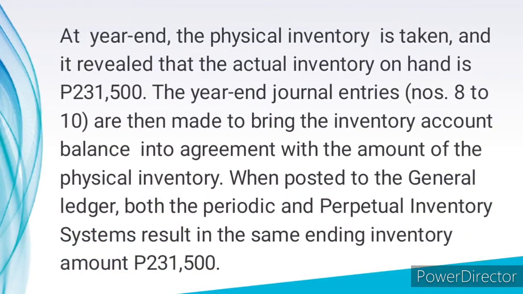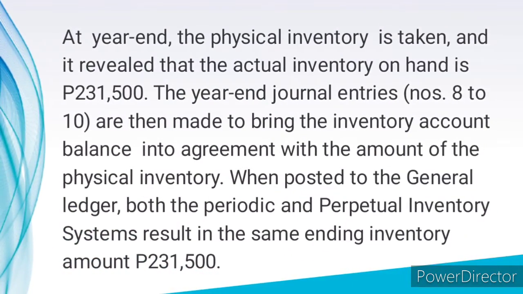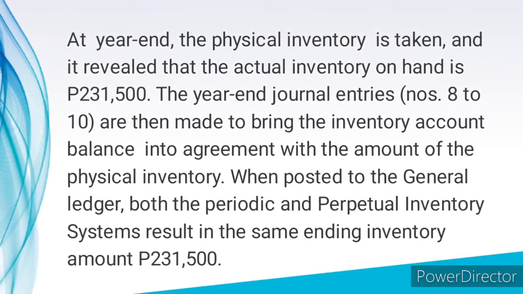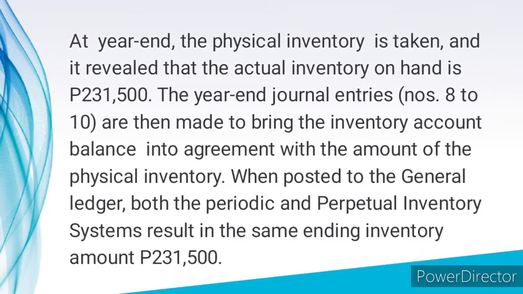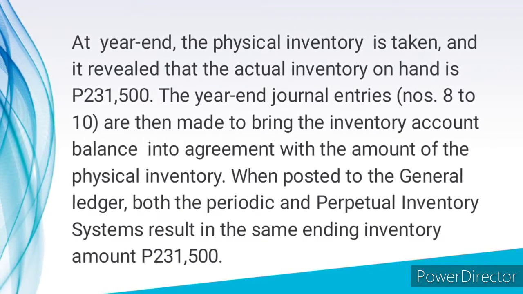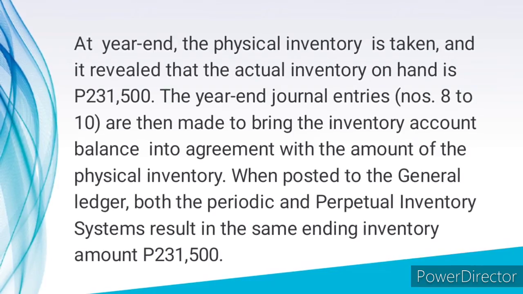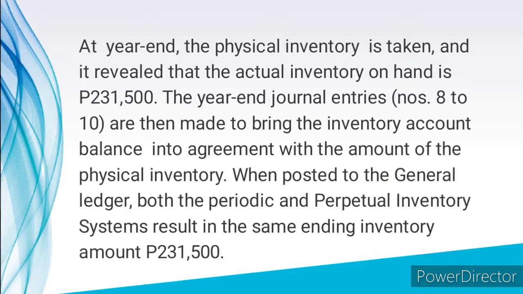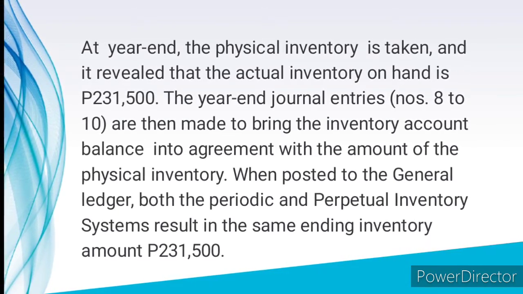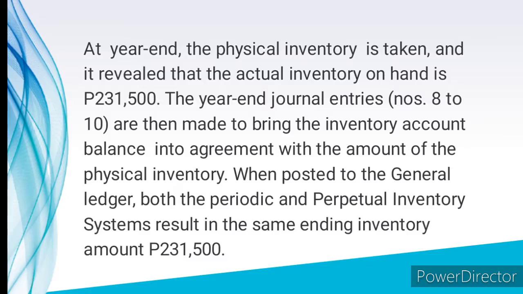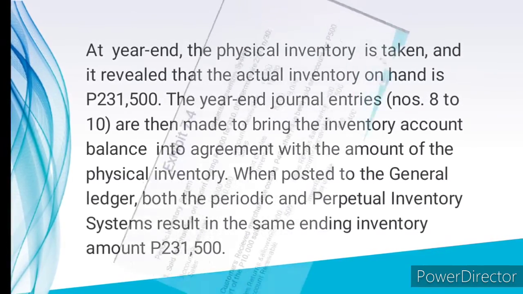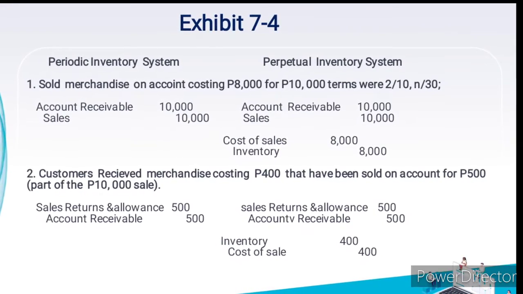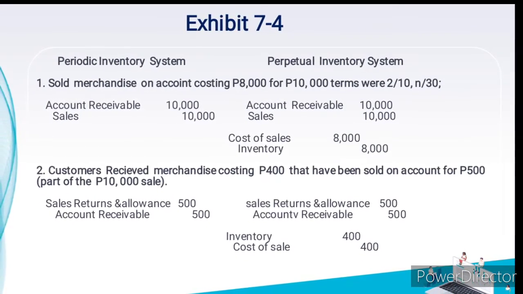At the year-end, the physical inventory is taken and the actual inventory on hand is 231,500 pesos. The year-end journal entries are then made to bring the inventory account balances into agreement with the amount of physical inventory. When posted on General Ledger, both the periodic and perpetual inventory system result in the same ending inventory amounting to 231,500. So for further understanding, we have here on the screen examples of periodic and perpetual inventory system.